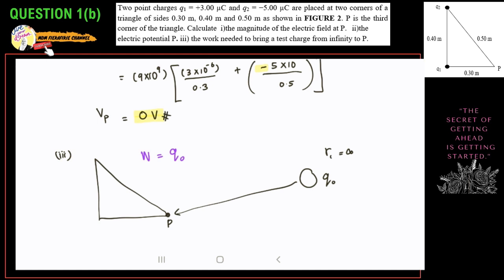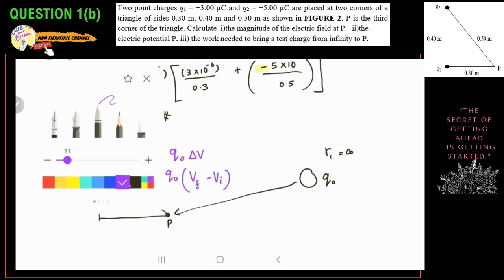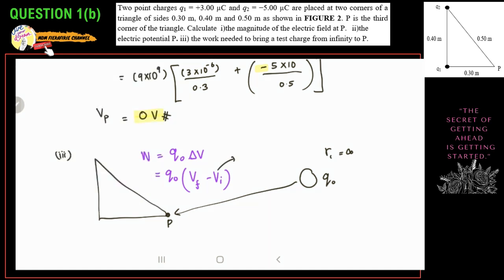Sebab tadi VP dia kosong, awak tengok ya. So W is equal to Q0 times delta V, where delta V is the potential difference. Okay, so bila kita masukkan, dia akan jadi Q0. Okay, kalau awak dah tahu, dia sebenarnya V final minus V initial. Okay, so V initial, potential of V initial is 0 lah.